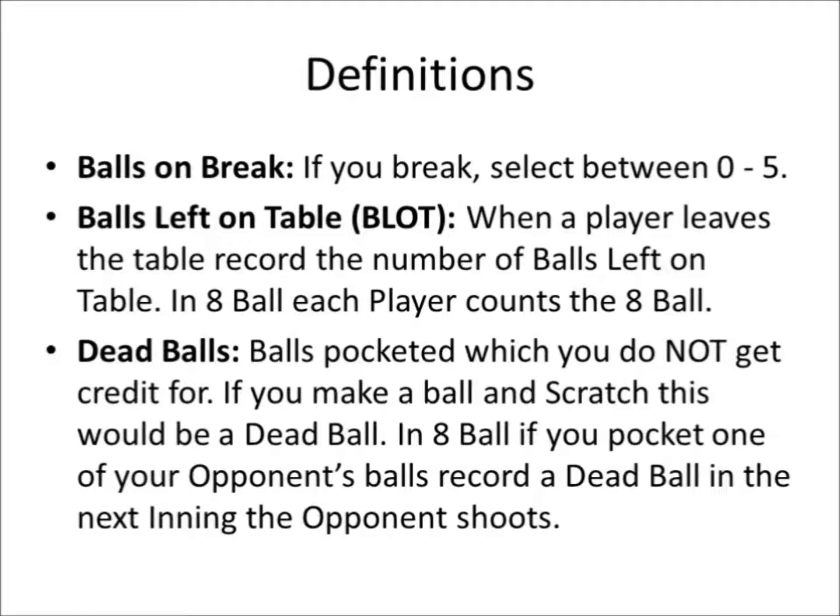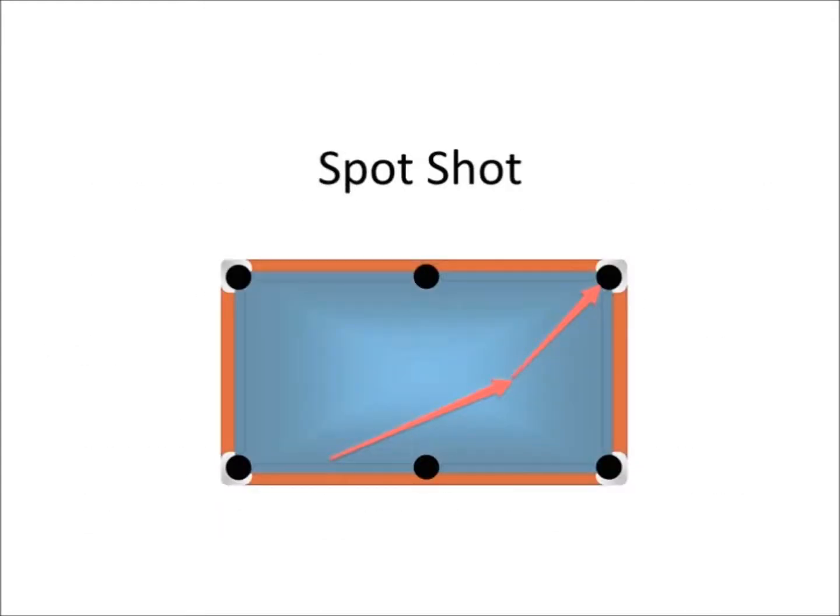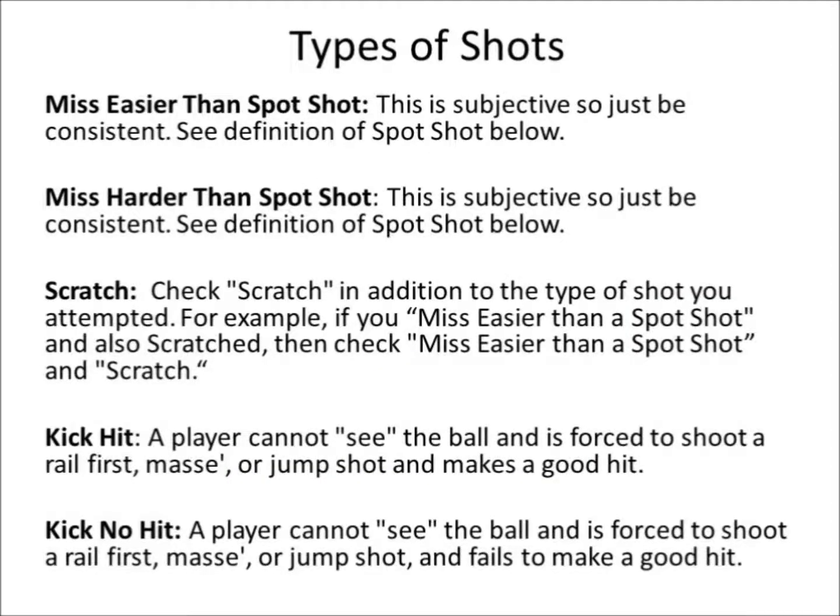This is the layout for a spot shot. There's a subjective judgment by every scorekeeper as to what is a difficult shot, but miss easier than a spot shot or miss harder than a spot shot should follow the layout of this table. For scratch, check the scratch box in addition to the type of shot you attempted.